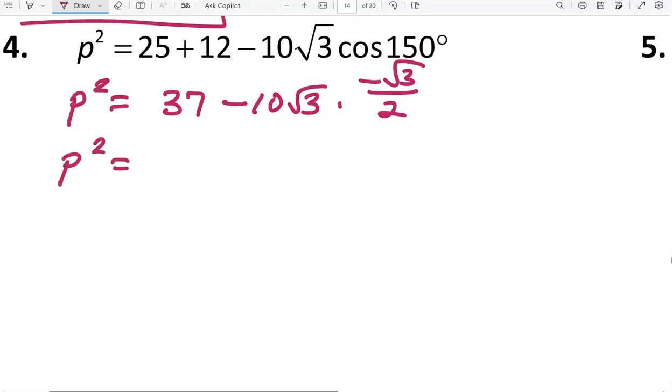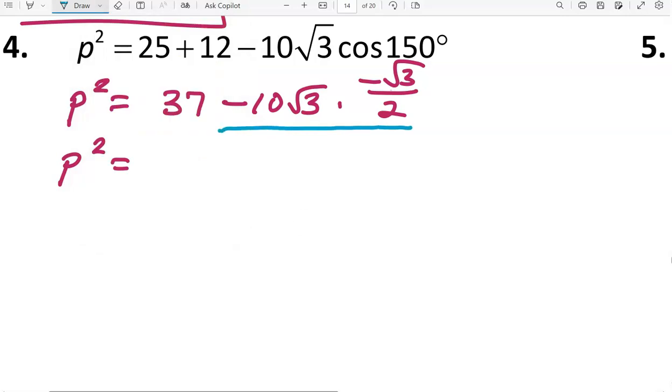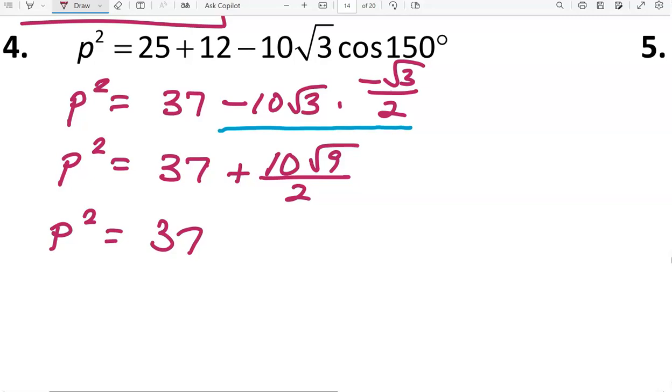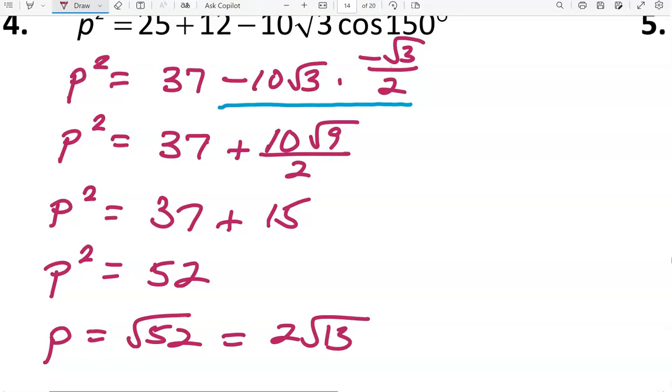And now let's do some multiplication here. The last two factors in this expression on the right side of the equation are both negative. So when we multiply them, we'll get a positive number. So 37 plus 10 times the square root of 9 divided by 2. So P squared is equal to 37 plus 30 divided by 2, which is 15. And P squared is equal to 52, and P is the square root of 52, so that will be 2 times the square root of 13 in simplified radical form.